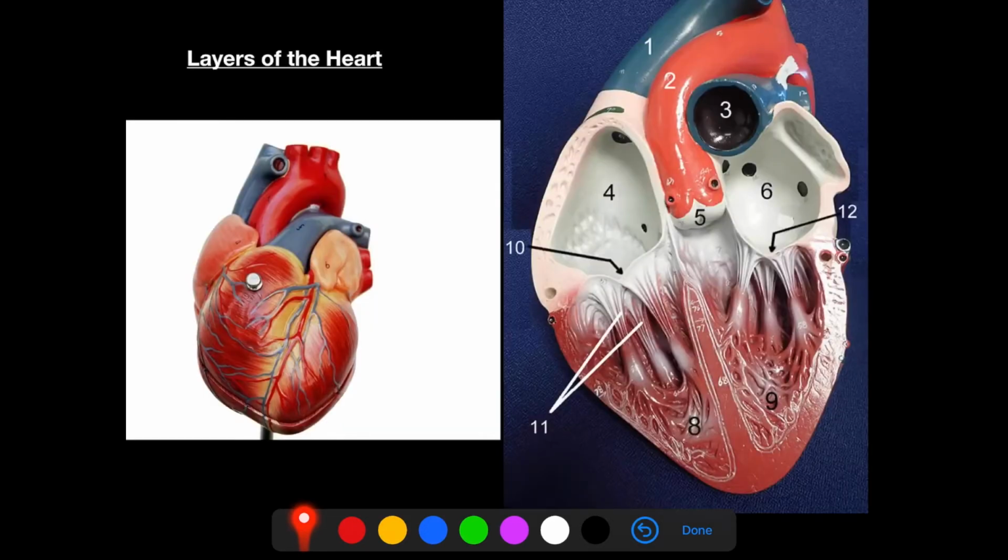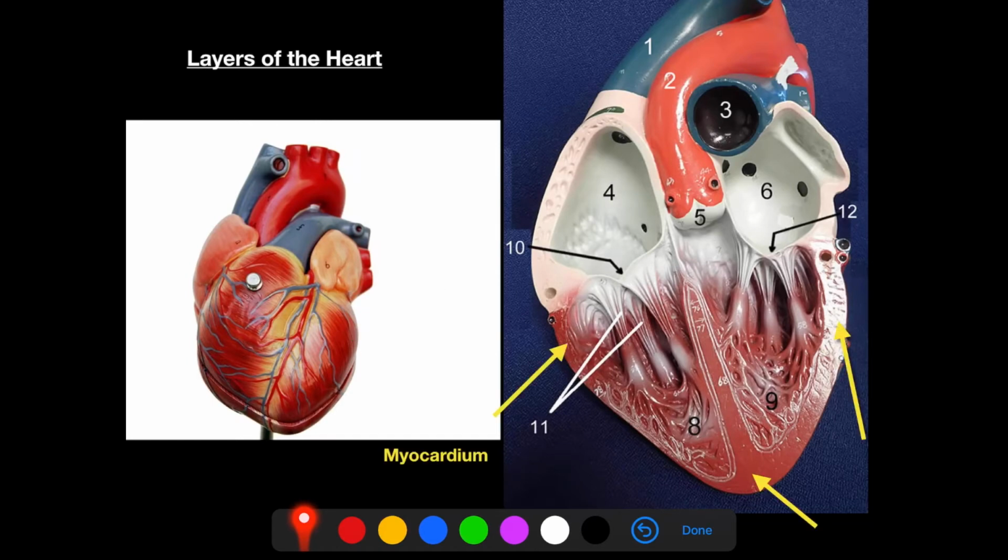Now, layers of the heart. So there's only 3 layers, which is really helpful when it comes to learning these. Now the most superficial one is called the epicardium. Okay, so epicardium is all this superficial tissue found out here in the external surface.